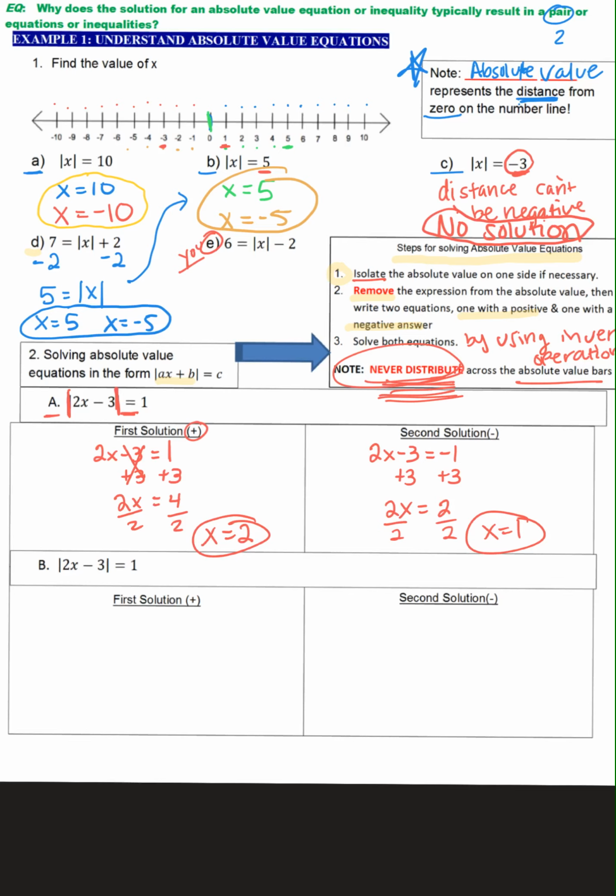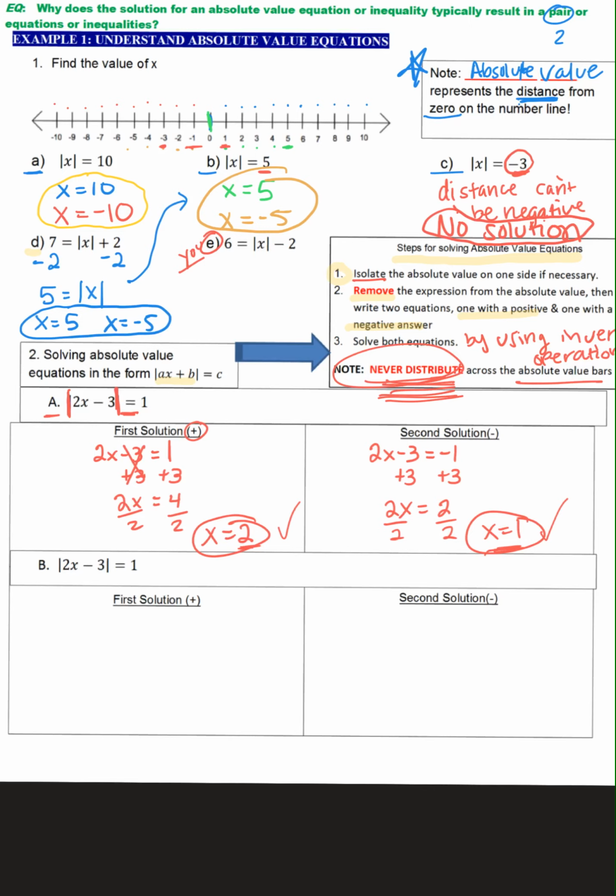This means that if I were to plug in 2 for x, I get 2 times 2, which is 4, minus 3, and I get 1. The absolute value of 1 is 1 unit away from 0. That is true. If I plugged in positive 1 for x, 2 times 1 is 2, minus 3 is negative 1, and the absolute value of negative 1 is also 1 space away from 0. So our answers check out. And that's all we got to do.